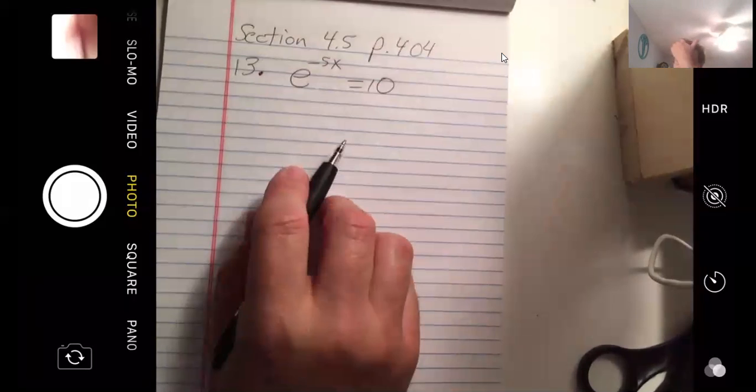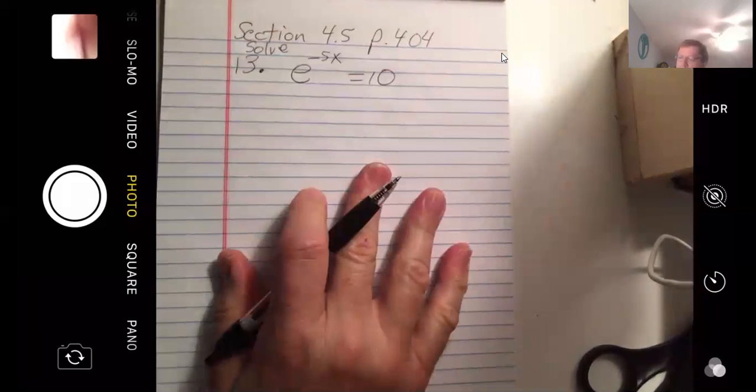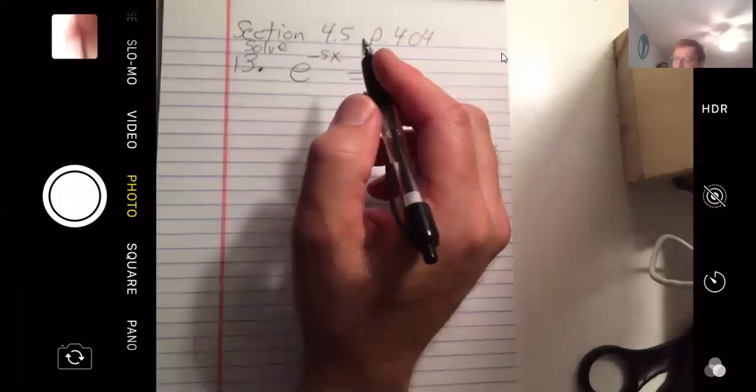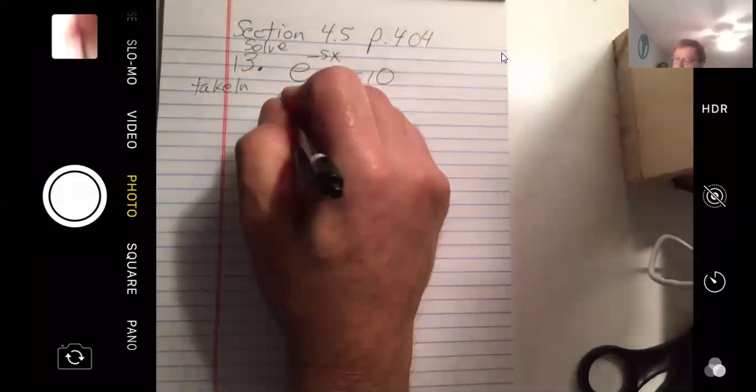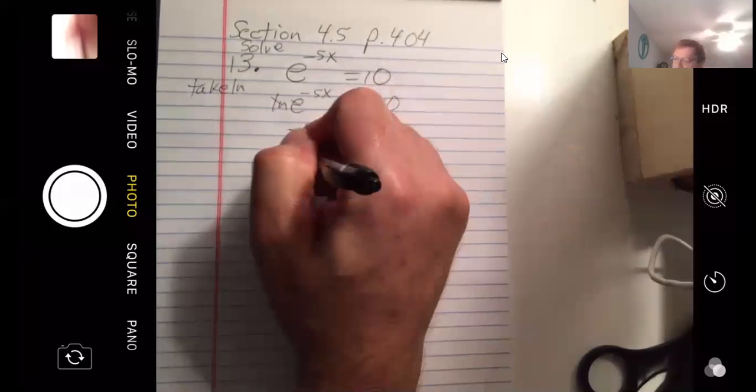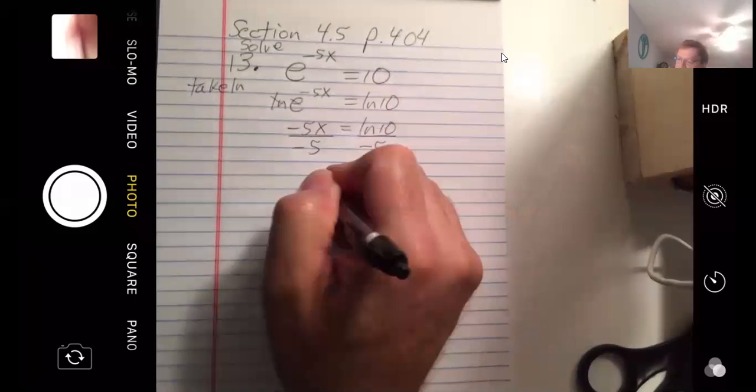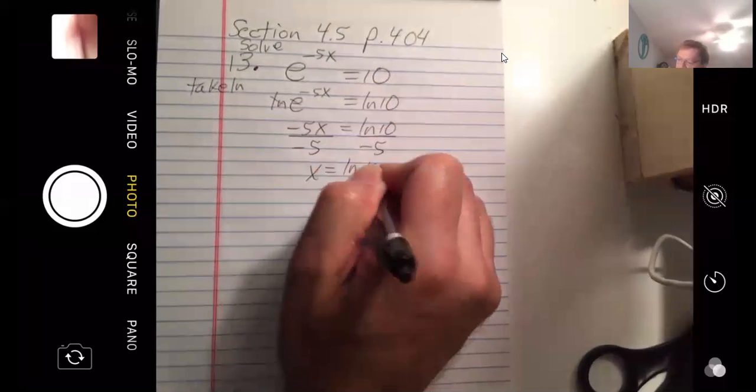All right, so this is intended to be an easy one. Equation to solve. We want to solve this. And showing an e, we want to take the ln. ln of e to the negative 5x is then equal to ln of 10. These undo each other, leaving the negative 5x, ln of 10. Last move is to divide by the negative 5. Leaving x is then ln of 10, divided by negative 5.